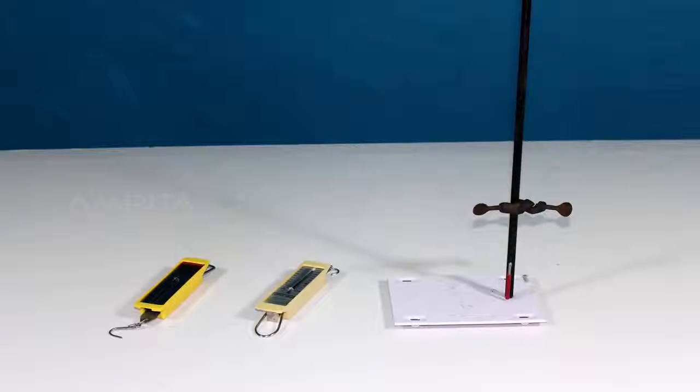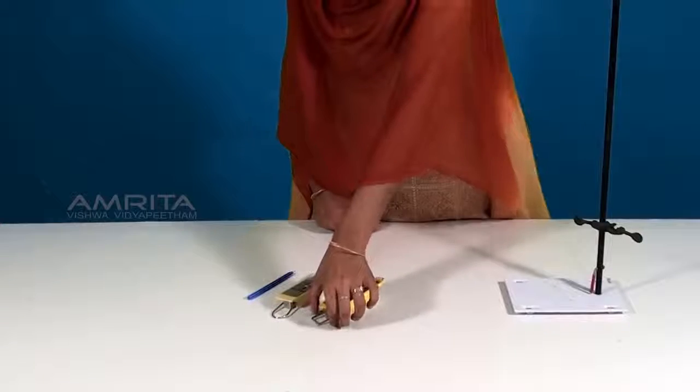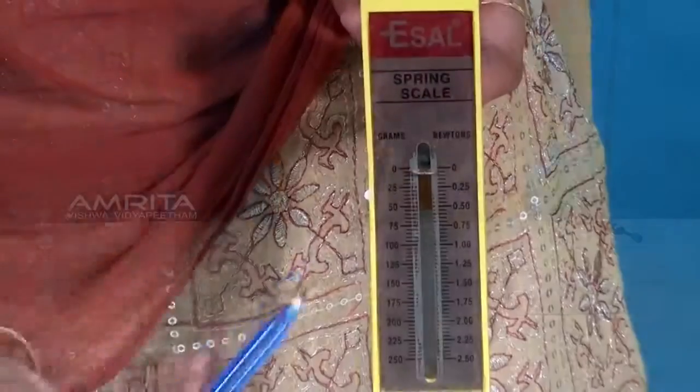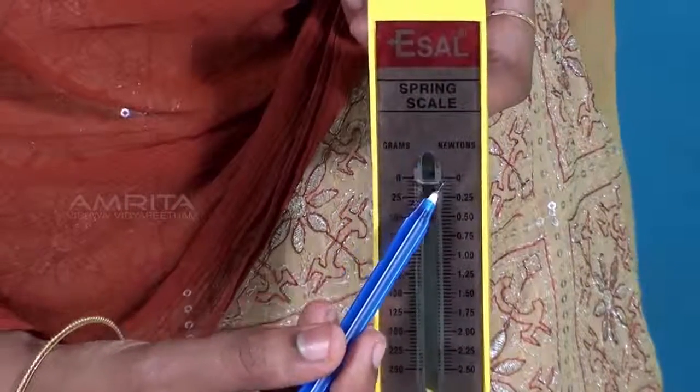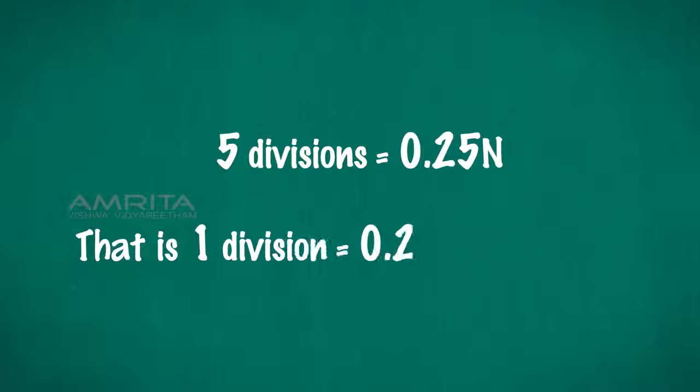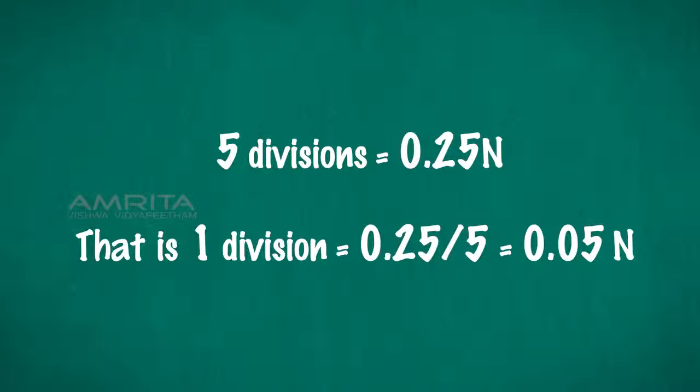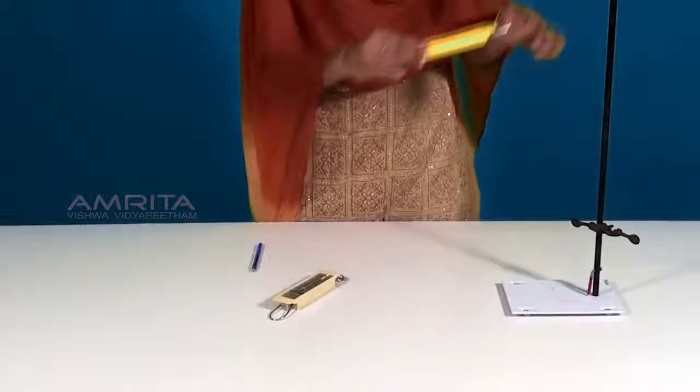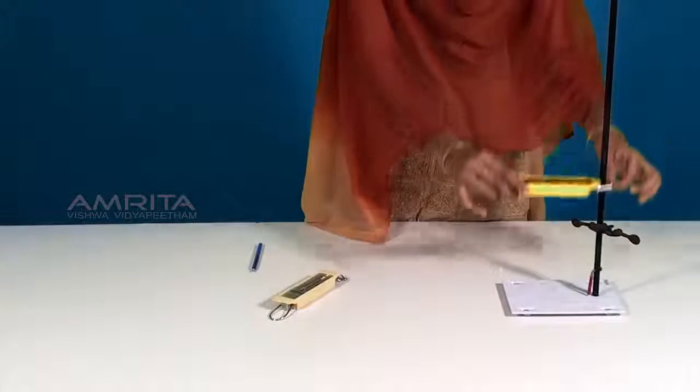Arrange the stand. Take 1 spring balance. Note the least count of the spring balance. 5 divisions is equal to 0.25 N. That is, 1 division is equal to 0.25 divided by 5, which is equal to 0.05 N. Fix 1 spring balance to the stand.